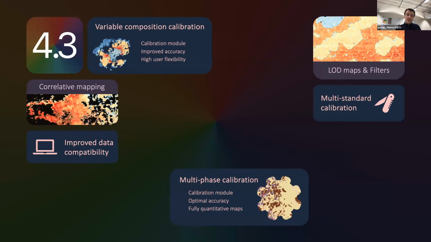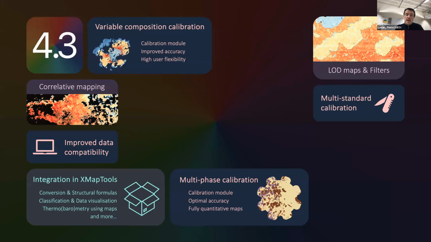You can do correlative compositional mapping now by LA-ICP-MS as well. And what is really impressive is that at the end, you can obtain the same type of data for major elements by LA-ICP-MS and by electron microprobe. And what you see here on the left is this small image. The upper part of the image was acquired with LA-ICP-MS and the lower part was acquired with electron microprobe. And you can't really distinguish the difference in terms of composition. Everything has been integrated in XMapTools.